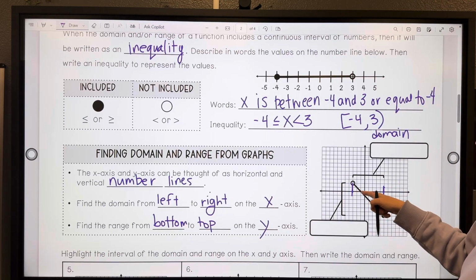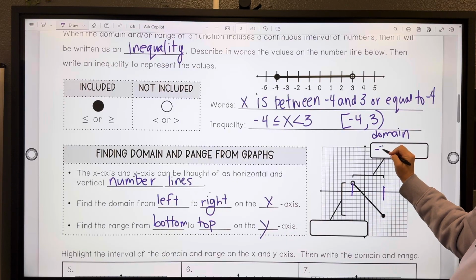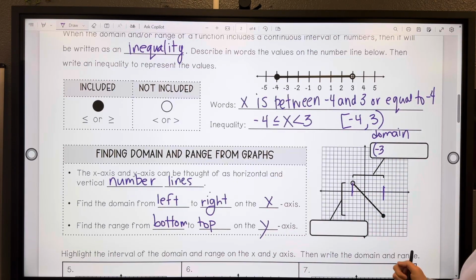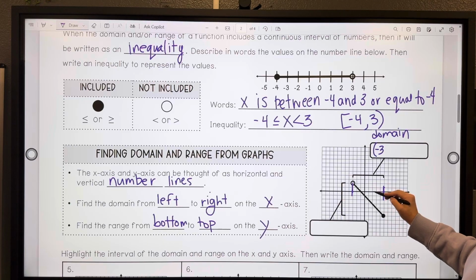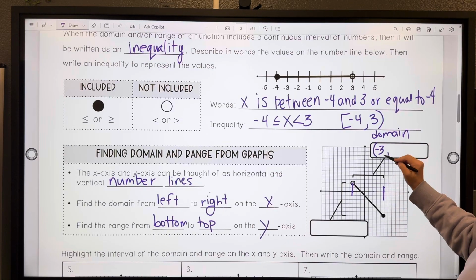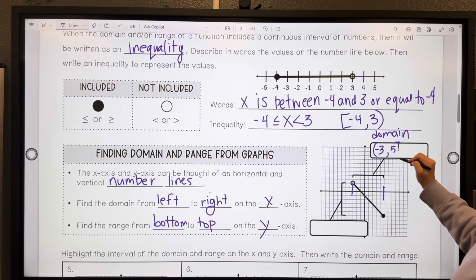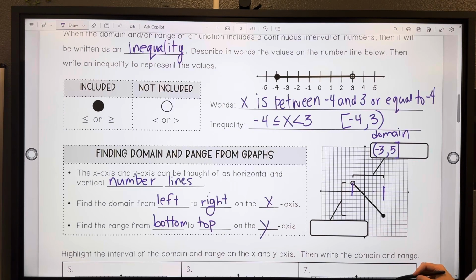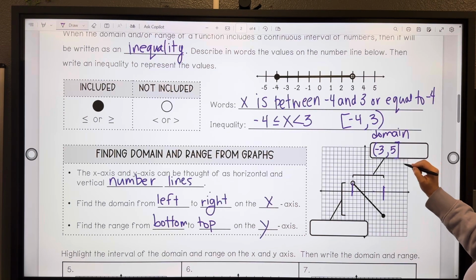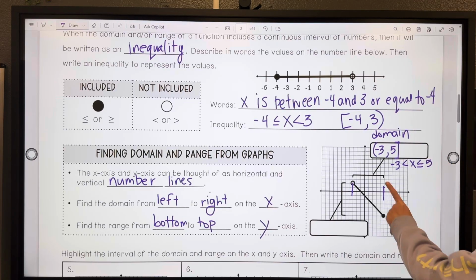The smallest value is 1, 2, 3, -3, and that's a curved bracket. And the biggest value is 1, 2, 3, 4, 5, and that's colored in, so that's a square bracket. We could write that as -3 is less than x, which is less than or equal to 5. So our x values range between -3 and 5.